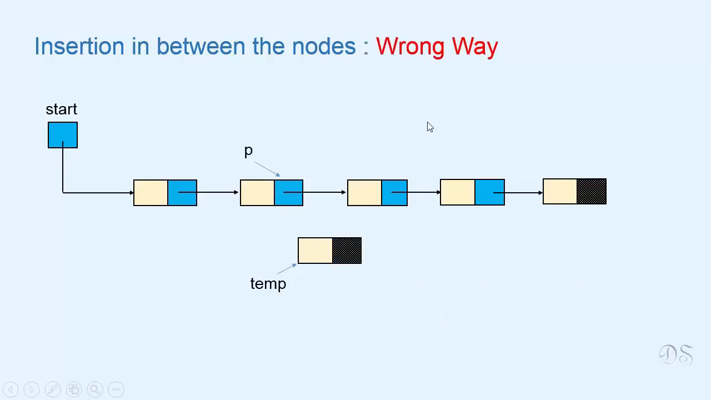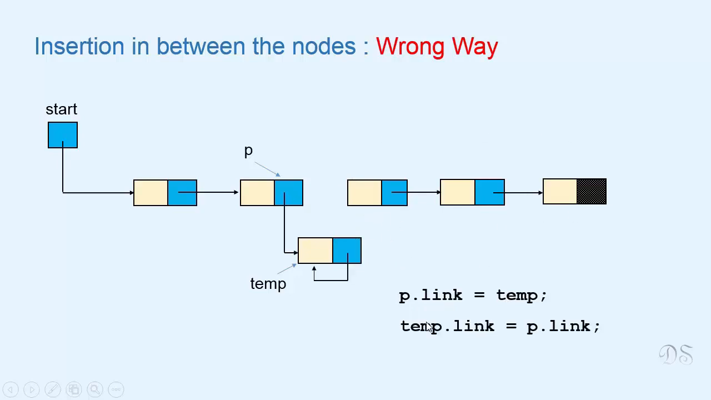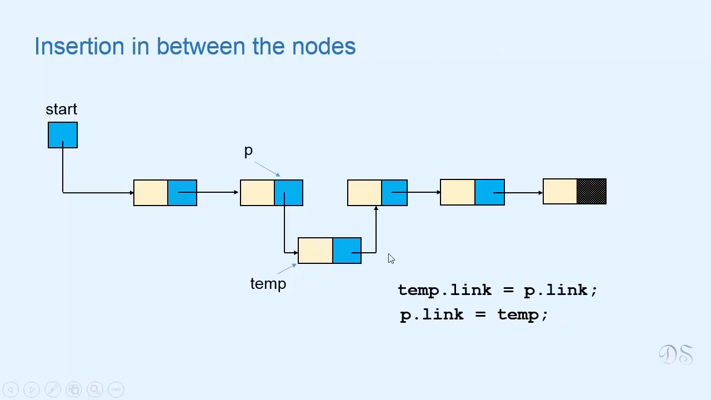Now the order of these two statements is important. Let's see what happens if we change their order. Suppose first we write p link is equal to temp. We can see that the link to this part of the list is broken. And now if we write temp link is equal to p link, then this node will start referring to itself. So this is the correct way to insert a new node in between two nodes of the list.